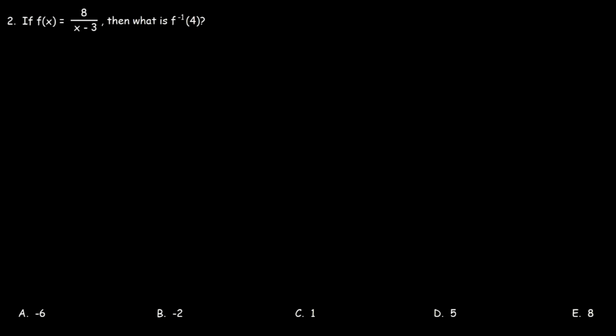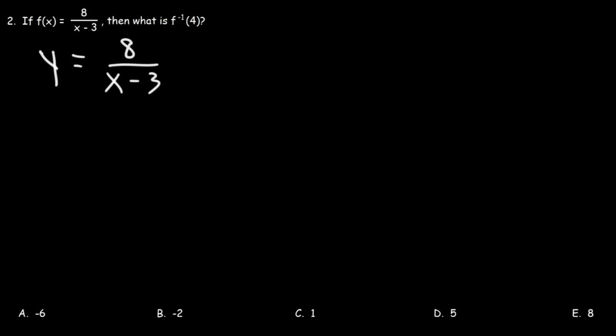Number 2, if f of x is equal to 8 over x minus 3, then what is f inverse of 4? So basically, what is the inverse function evaluated at 4? How do we find the inverse function of f? Well, let's begin. The first thing you want to do is replace f of x with y. So we have y is equal to 8 over x minus 3.